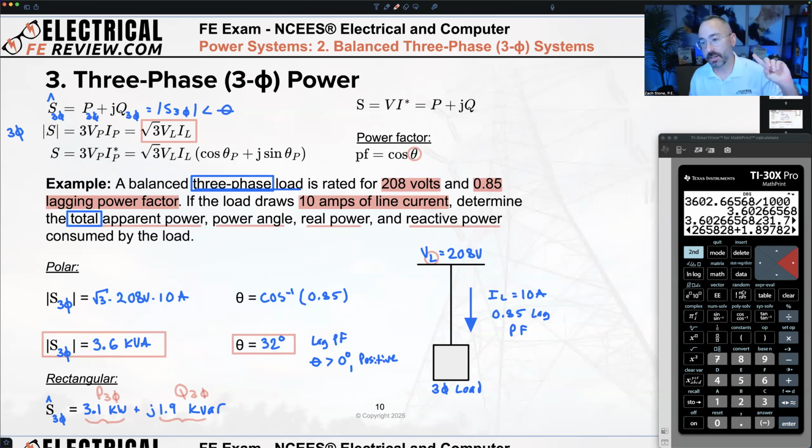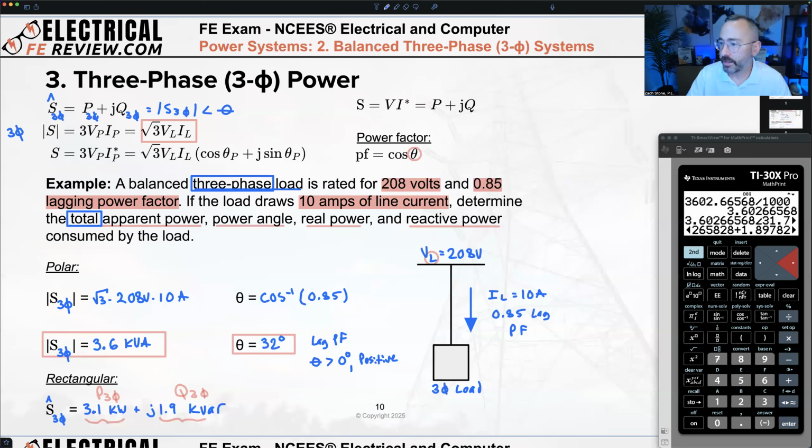Who can tell me what it is in the chat? One single complex number tells us the apparent power, power angle or power factor, real power P in watts, reactive power Q in vars. What's the single complex number that tells us all of this information? Great job, Chuck. Complex power.